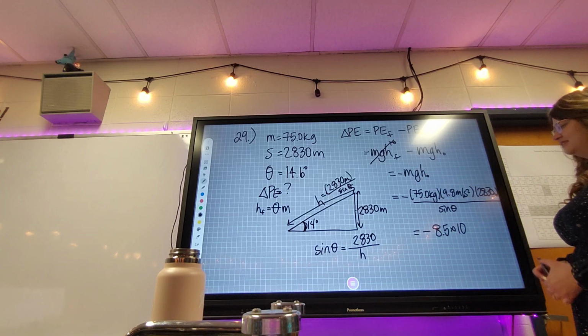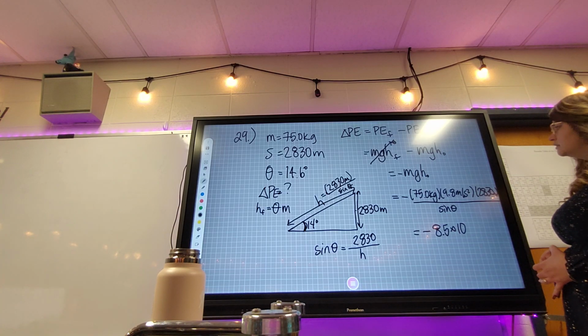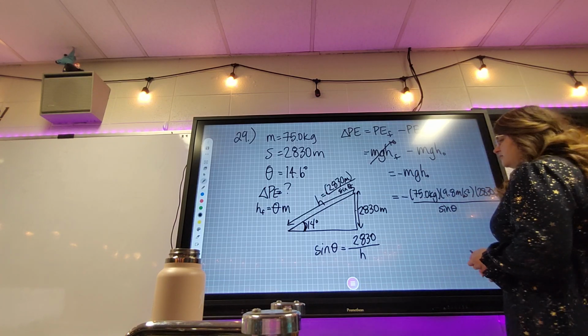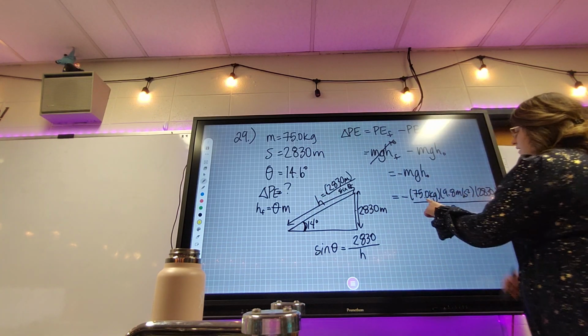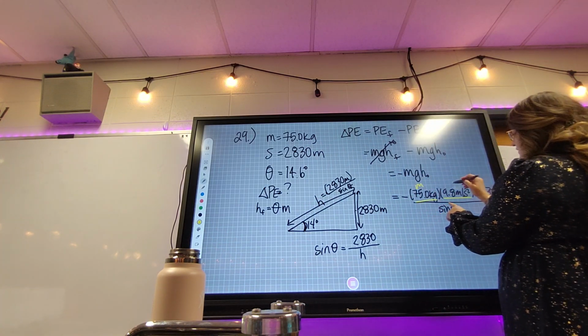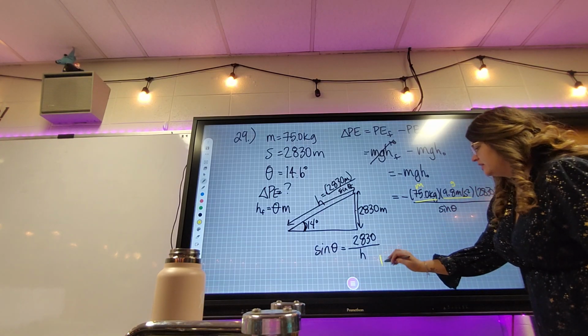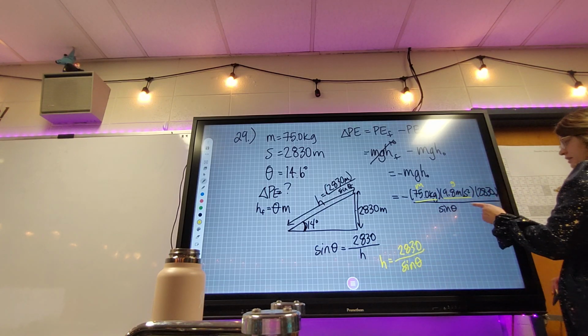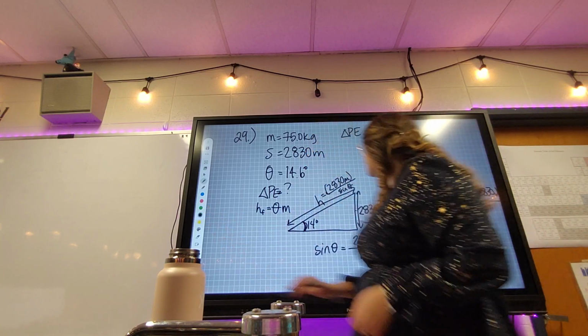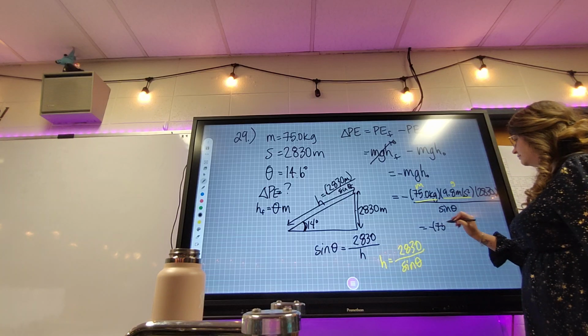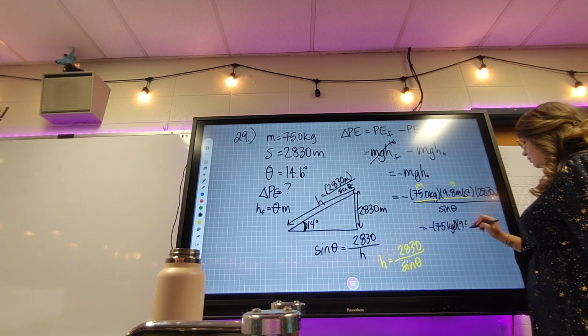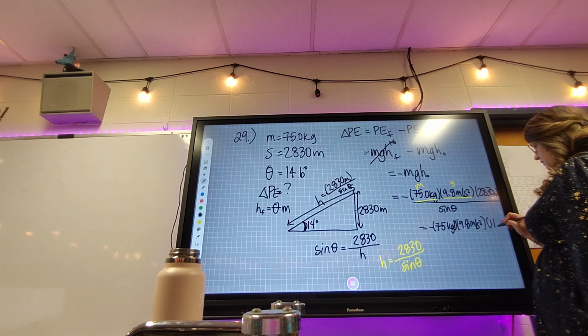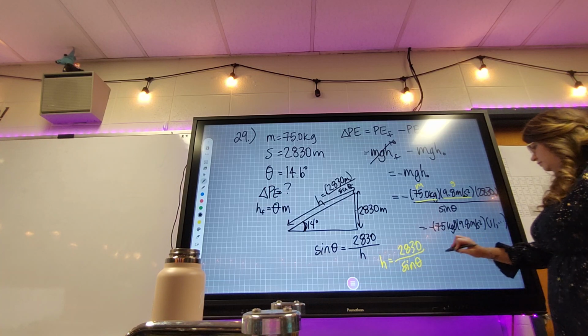So wait, I understand we have to plug in all that stuff to find theta of potential energy, but I don't understand why we're putting it over, why we're dividing it by sine. Oh, so in my formula here, I've got mass, gravity, and then the height. But I said that height was equal to 2830 divided by sine of theta. So I can write it like this, or I could just multiply mg by the 11. Okay, got it. Yes, but if you calculated your 11 whatever, okay, that makes a lot more sense.